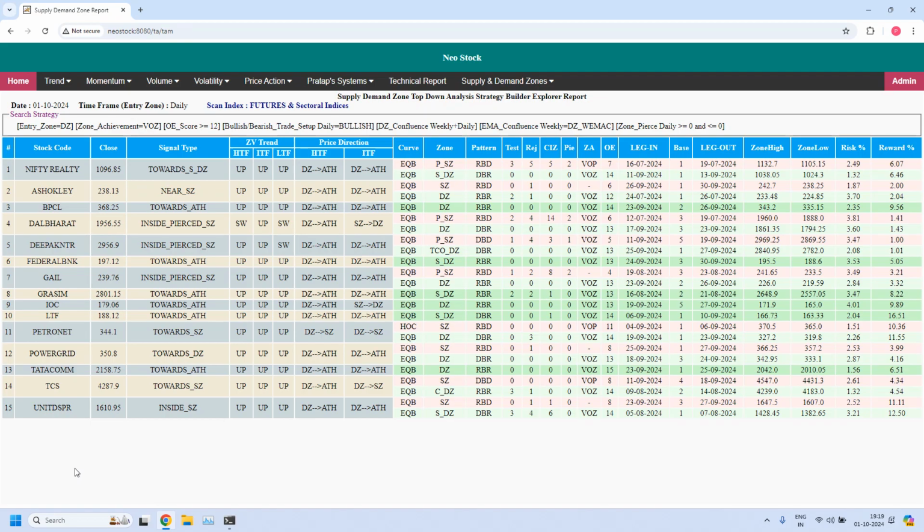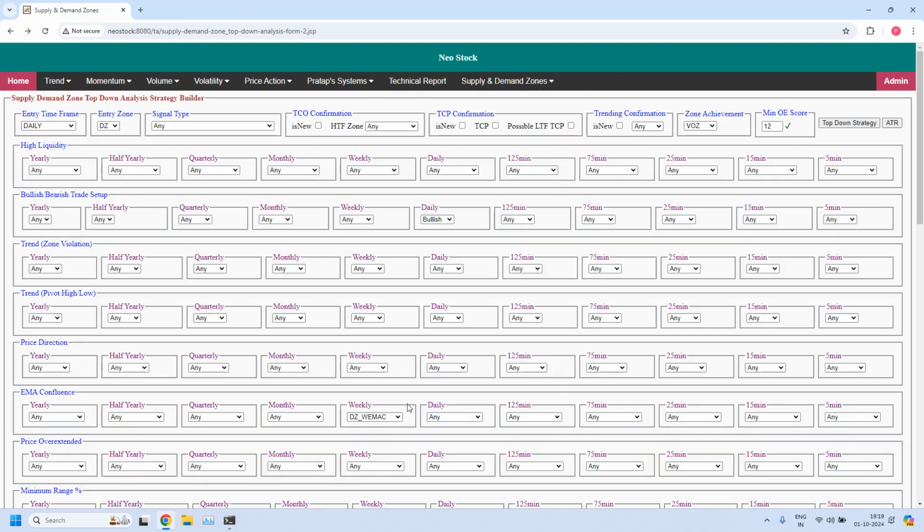Okay, next let's look for LTF, ITF, HTF confluence. First we need to remove this EMA filter. Remove it. What is LTF, ITF, HTF confluence?